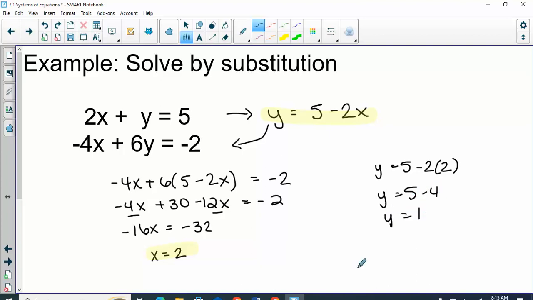So we get y equals 1. So my answer is ordered pair (2, 1). And if you check it, 2 times 2 plus 1 is 5. Negative 8 plus 6 is negative 2. So it does work.